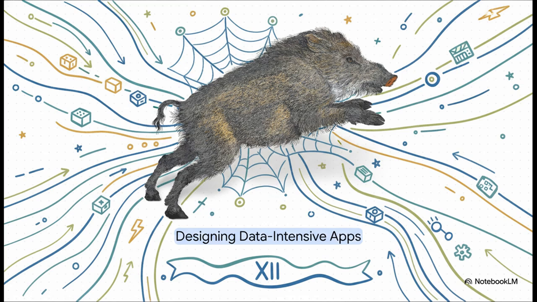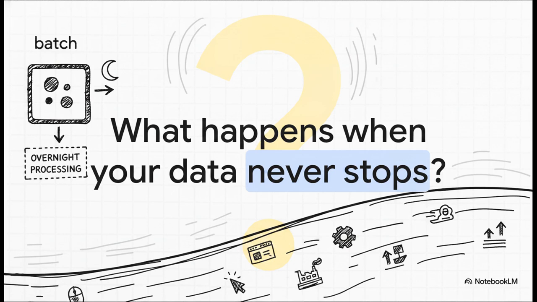Specifically, we're going to synthesize the incredibly rich concepts from Chapter 12 on stream processing. This chapter is an absolute game changer because it fundamentally redefines the entire relationship between databases and messaging systems. So ask yourself this: what actually happens when your data never stops?